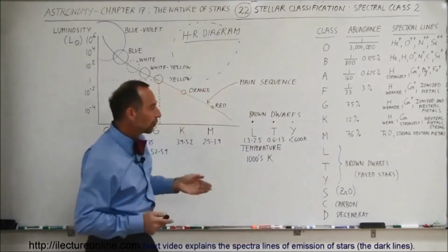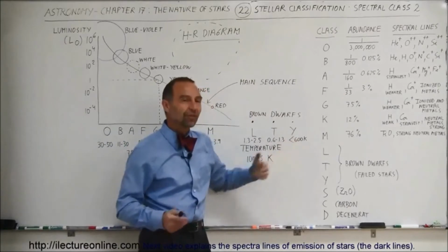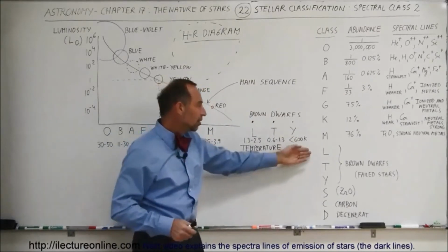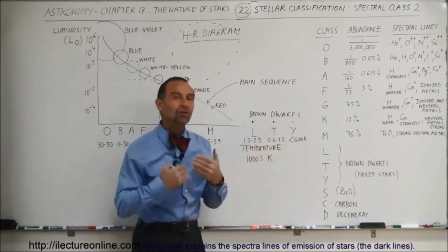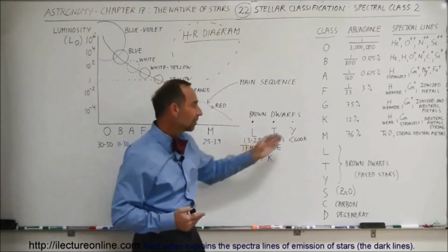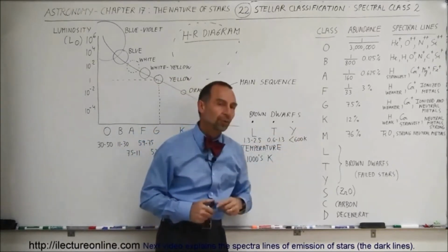On the brown dwarfs, of course, those are what we call the failed stars. They never started nuclear fusion. The surface temperatures can be seen simply by using Wien's law. Based upon that, we can kind of see what type of brown dwarfs we're talking about.